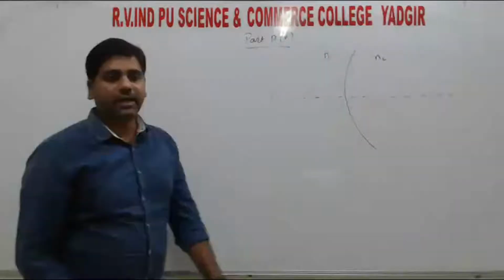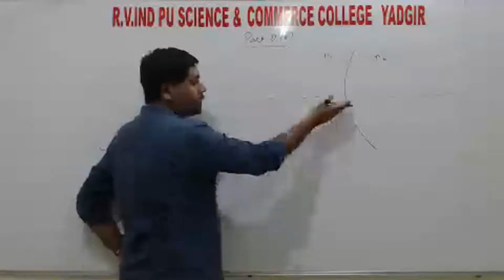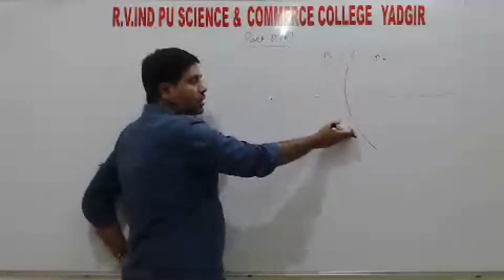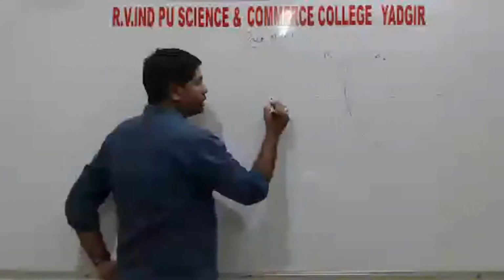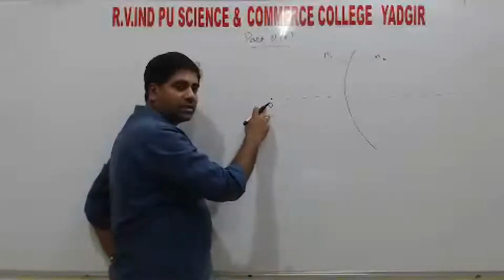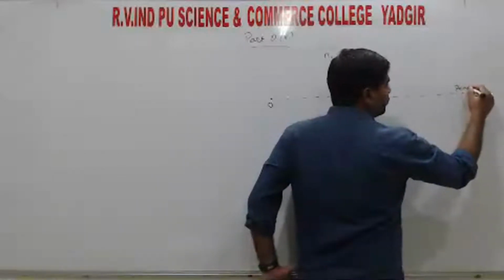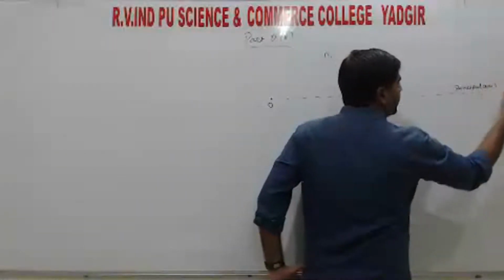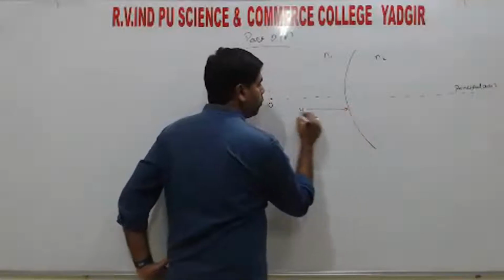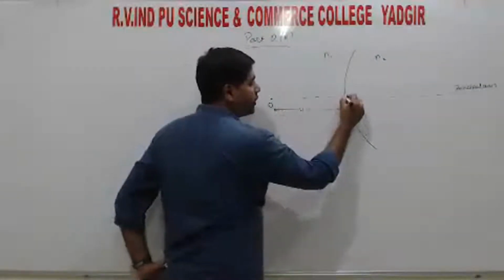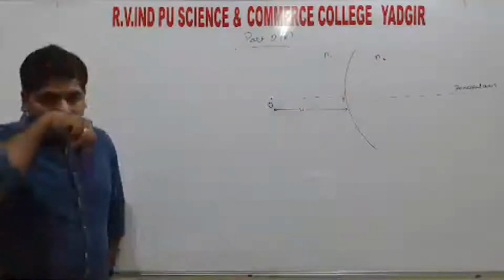So next we have to draw it, right? So next consider the object from the pole of the spherical surface. So consider the object on the principal axis. So this is the principal axis, and on the principal axis the object is at a distance u from the pole of the spherical refracting surface. So this is the pole, that is the center of the refracting surface, right?